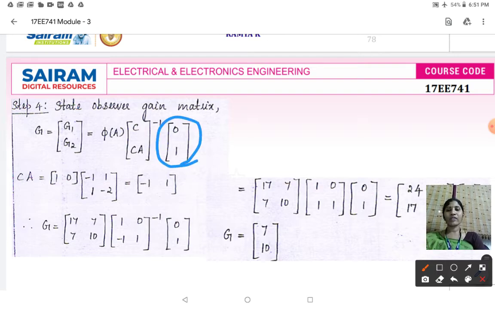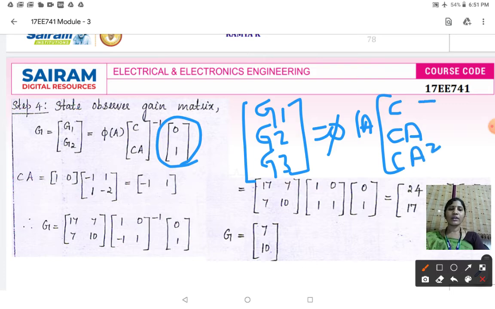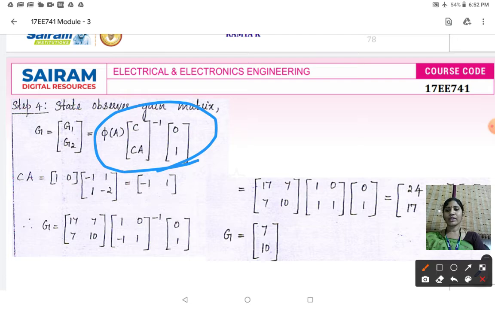Suppose if you have 3 state variables, then we will get G1 G2 G3, and we can write it as phi of A into the inverse of C, CA, CA square, and in this matrix 0 0 1. 3 terms we need to write. Since we have only 2 state variables for this problem, we can write only 2 terms in each of the matrices. C multiplied by A will give this matrix.